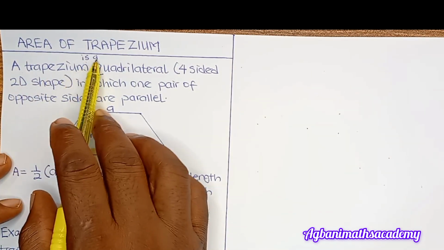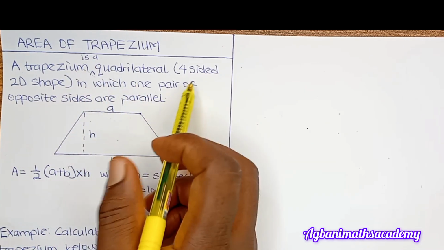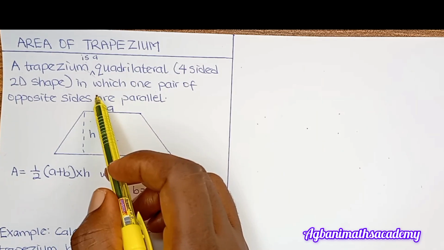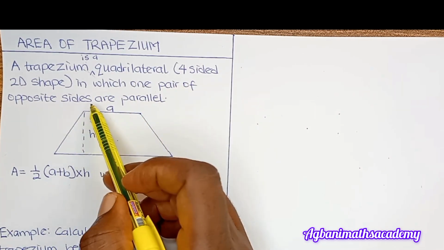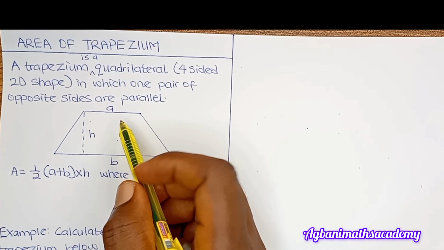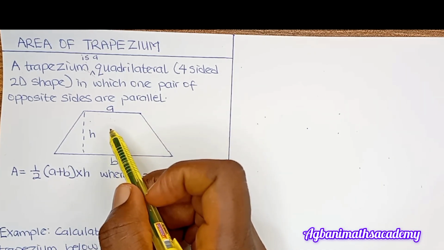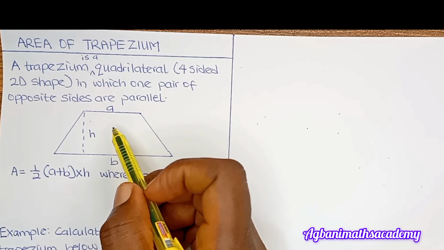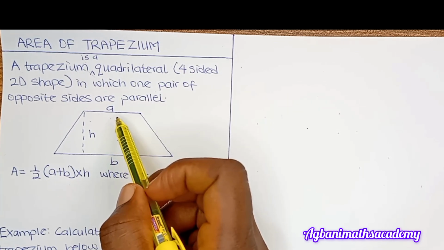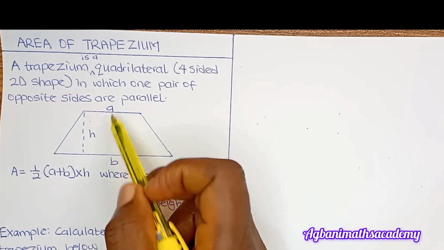A trapezium is a quadrilateral. Remember, a quadrilateral is a four-sided 2D shape or a four-sided plane shape. A quadrilateral has four sides, or two pairs of opposite sides. But for a trapezoid, unlike a rectangle or a square, where two pairs of opposite sides are parallel, in the case of a trapezium, only one pair of opposite sides are parallel.